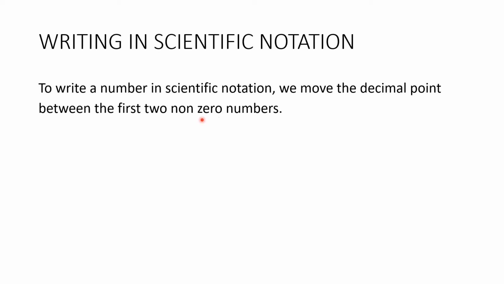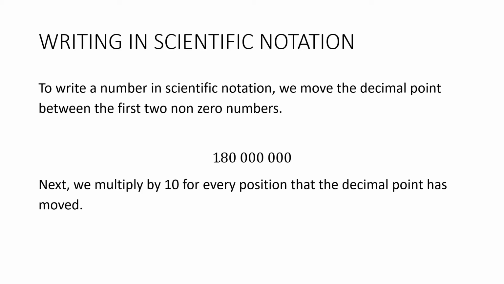Now to write a number in scientific notation, we move the decimal point between the first two non-zero numbers. Now you've heard this before, non-zero numbers, they're significant figures. So suppose we've got 180 million. We want to move our decimal point, which currently sits here, to between the first two non-zero numbers, so in between the 1 and the 8, like this. Next we multiply by 10 for every position that the decimal point has moved. So that's going to be 1, 2, 3, 4, 5, 6, 7, 8. So we times 10 to the power of 8. We don't need to write all of these zeros now because they're not significant. And so our answer is 1.8 times 10 to the power of 8.